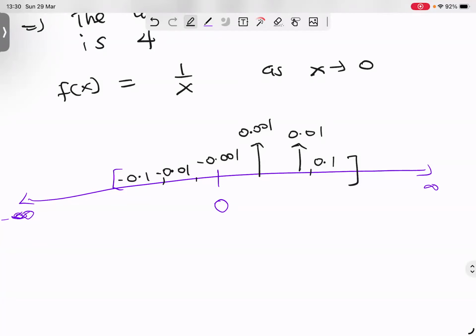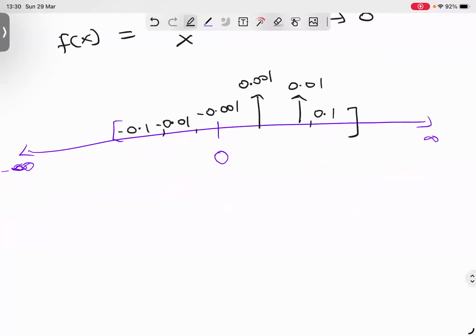Now that we have picked the numbers closer and closer to 0, we put these numbers into the function and then evaluate what f of x will approach. If the answers are the same from the negative infinity and from the positive infinity direction, then the number that we approach becomes the limit of the function.